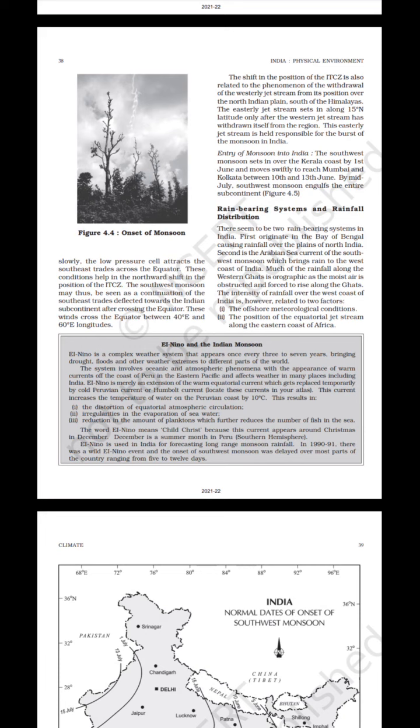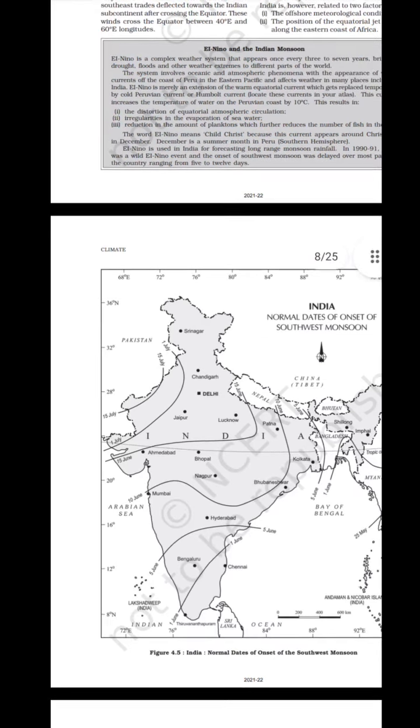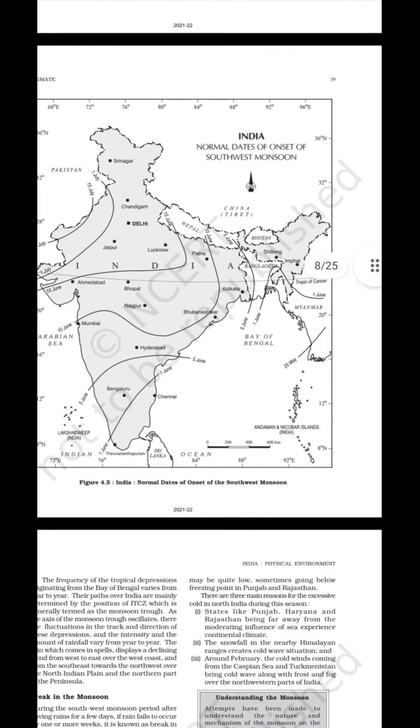El Nino is used in India for forecasting long-range monsoon rainfall. In 1990-91, there was a wild El Nino event and the onset of southwest monsoon was delayed over most parts of the country, ranging from 5 to 12 days. Take a look at this map. Take a look at figure 4.5, India normal dates of onset of the southwest monsoon.